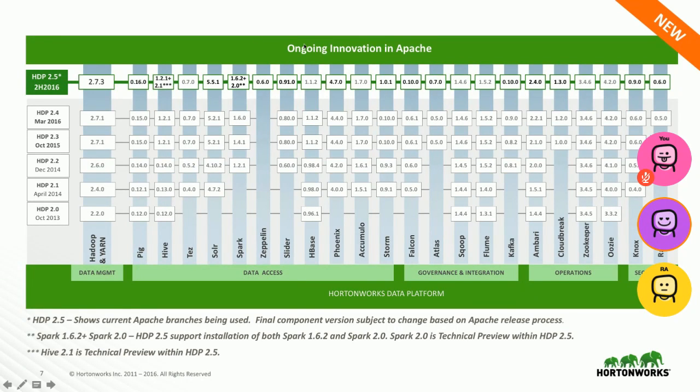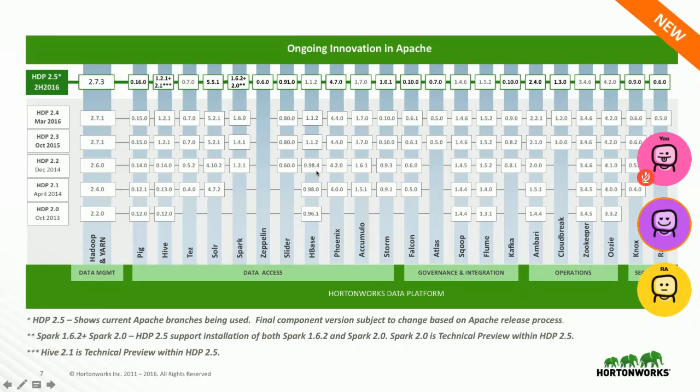So this is the 2.5 release. You'll see, if you've seen this before, that we're actually supporting multiple releases of some of the technology. For example, for Spark, we support both Spark 1.6.2 and a tech preview of 2.0. In a similar fashion for Hive, we support both the stable release of 1.2.1 and a tech preview of 2.1 that includes a lot of new and improved performance for your SQL interface.